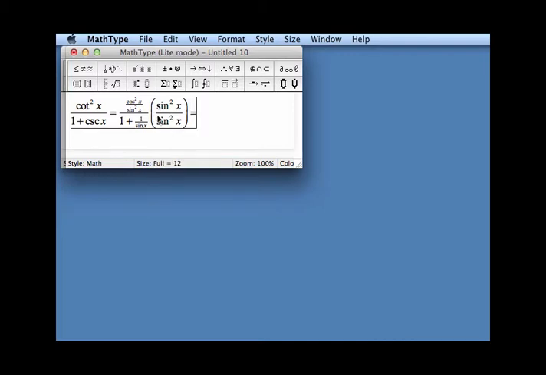And so on top, that gives just plain old cosine squared of x. And on the bottom, I've got sine squared of x minus, and then the 1 over sine and the sine squared, one of those sines cancels out, but the other one doesn't. And so I have sine squared of x plus sine of x.